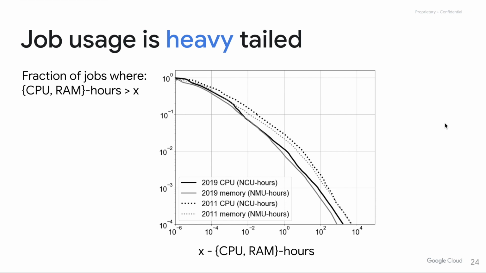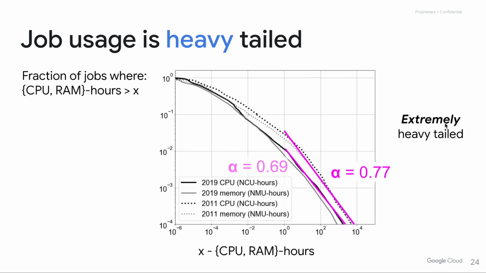The tail of the 2011 CPU hours plot is almost a straight line. We discovered that it is Pareto distributed with an alpha value of 0.77, which means that this distribution is extremely heavy-tailed. Doing a similar analysis for 2019, we noticed that its distribution is even more heavy-tailed with an alpha value of 0.69. In other words, the distributions are getting more heavy-tailed over time.